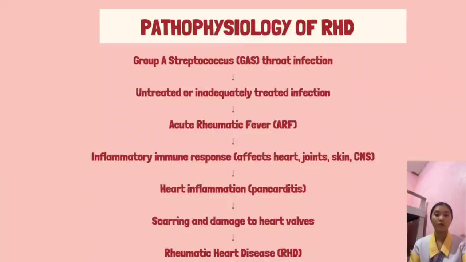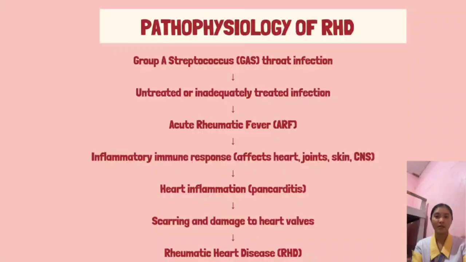So stenosis is the narrowing of the valve, restricting blood flow. Then regurgitation is the improper closure of the valve, causing blood to leak backward. So this damage impairs the heart's ability to function effectively, leading to complications such as heart failure, arrhythmias or irregular heartbeat, and increased risk of blood clots.